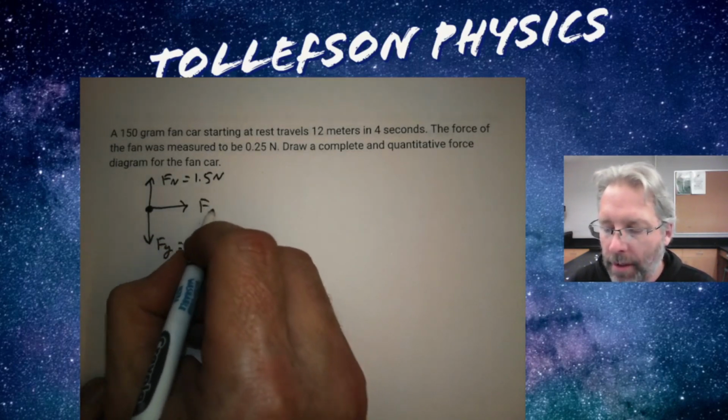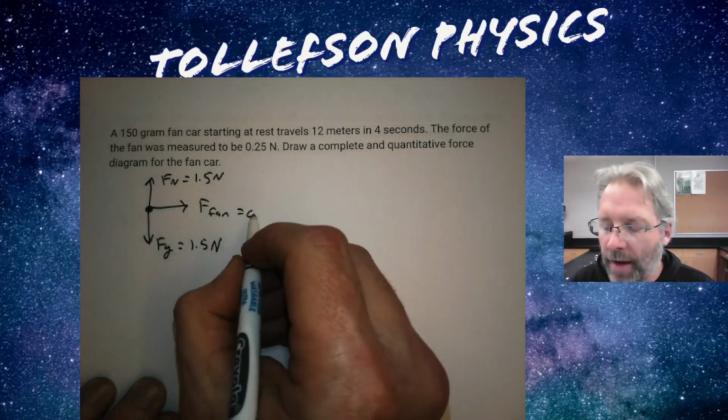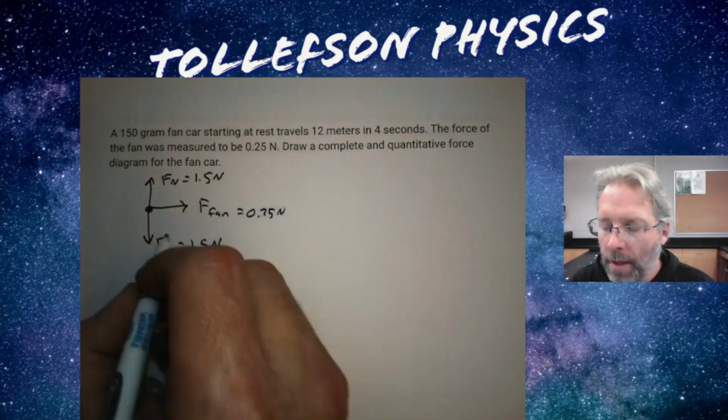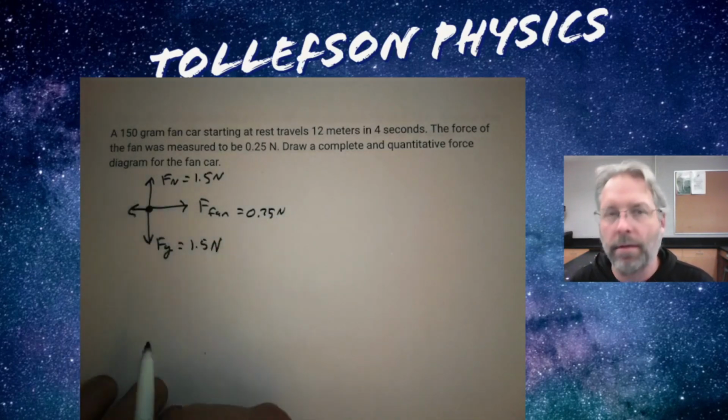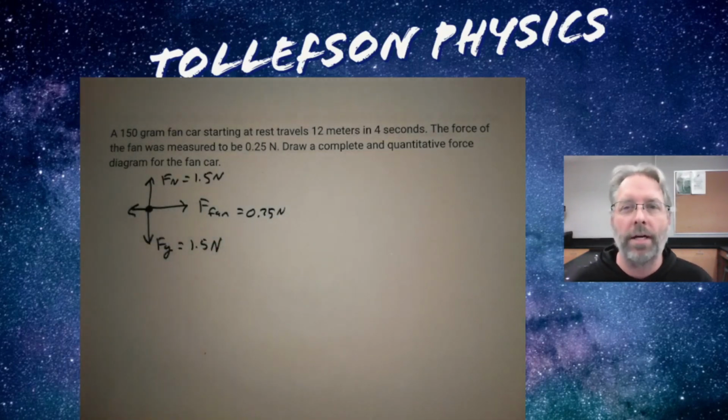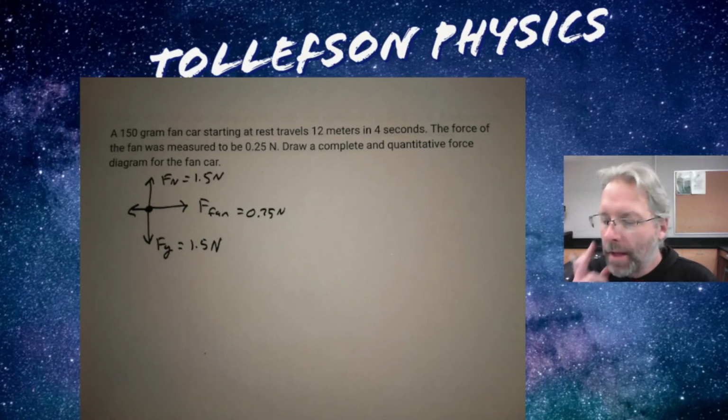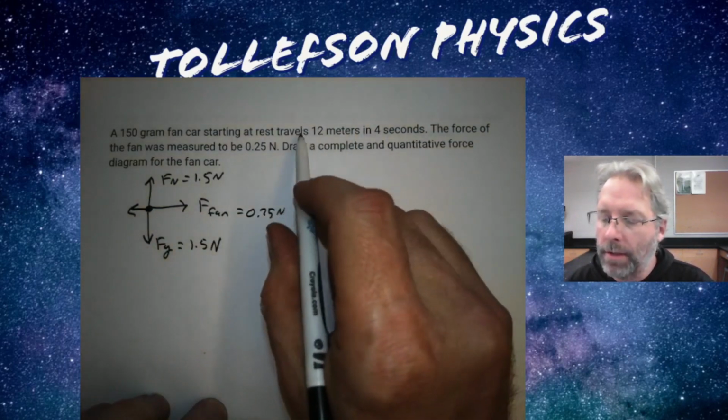The data that we collected tells us the force of the fan is 0.25 newtons. And presumably we've got some sort of friction or drag forces that are acting on the car. And so we're going to use that information. We're going to use our F net information to be able to figure out what's going on. All right, so now let's go ahead and use this data.